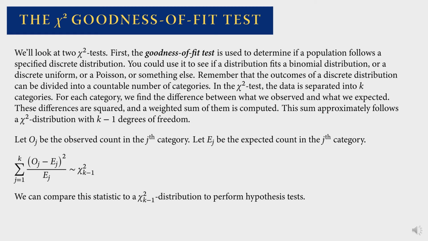For example, say I have a die, and I want to know if it's fair. If I roll it 120 times, my expected counts would be 20 for each category. If the observed counts are very different from this, that would cause me to conclude that the die is not fair. This chi-square statistic is measuring the difference between what you observe and what you expect.